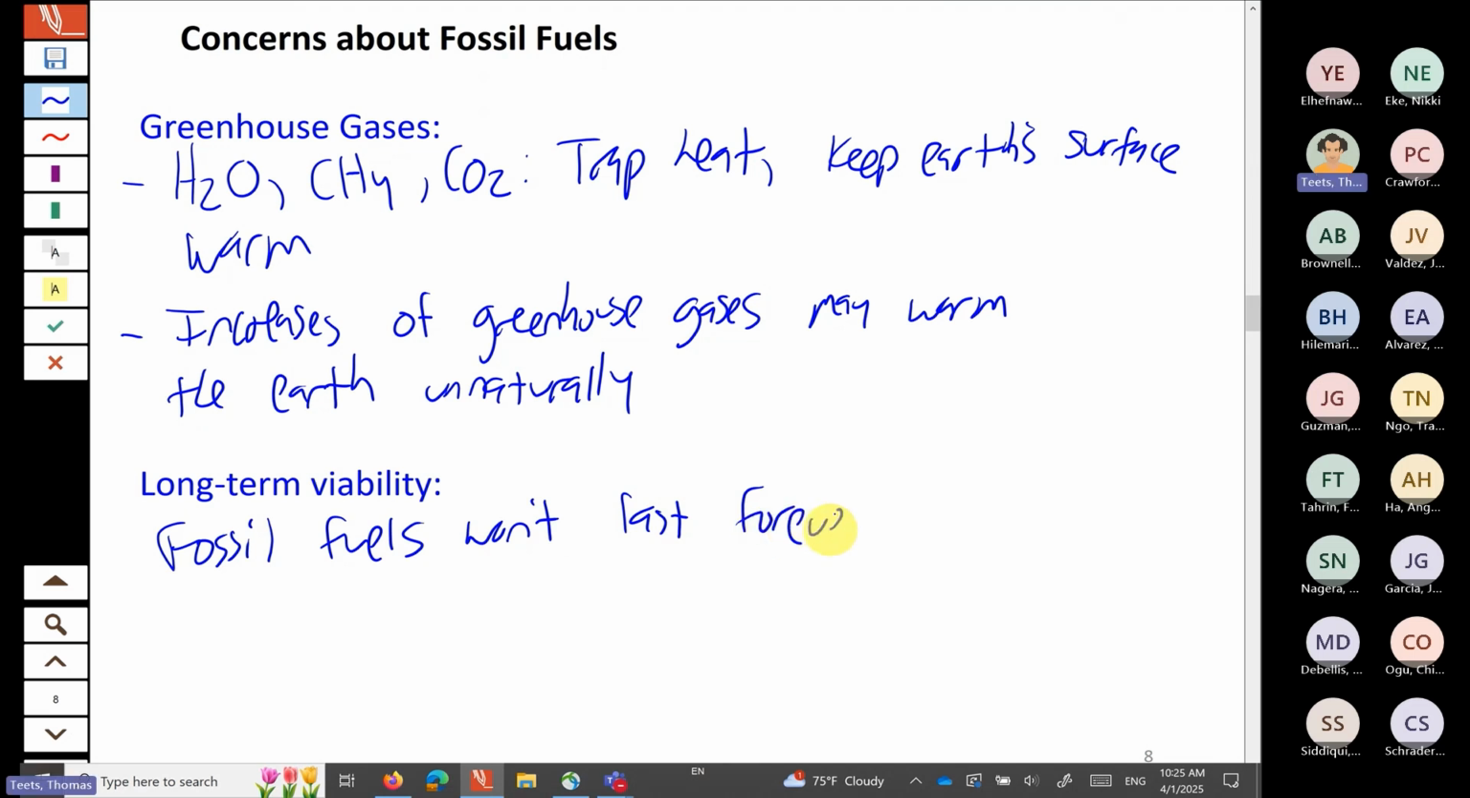We do find new sources of them from time to time, which helps mitigate the concern about this, but at some level, they're not going to last forever. They take millions of years to replenish. We're going to probably use them faster than that, what we have available to us.